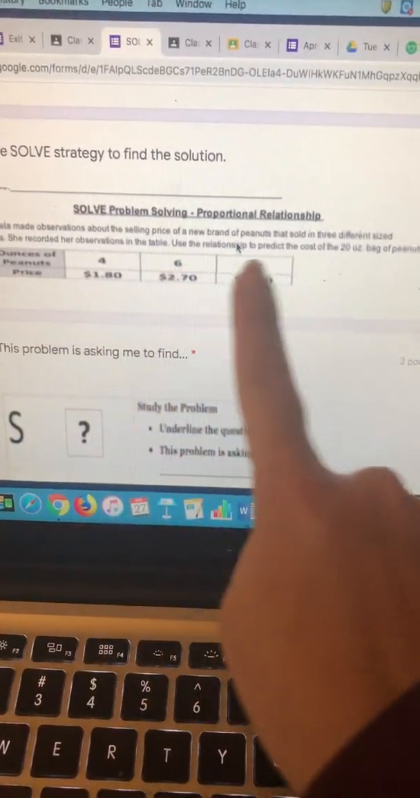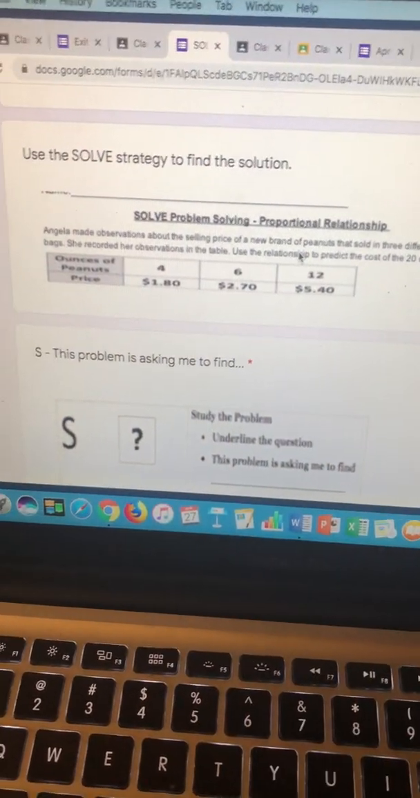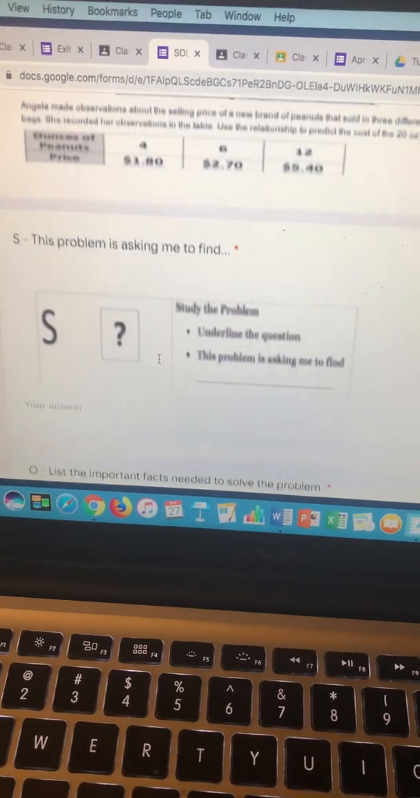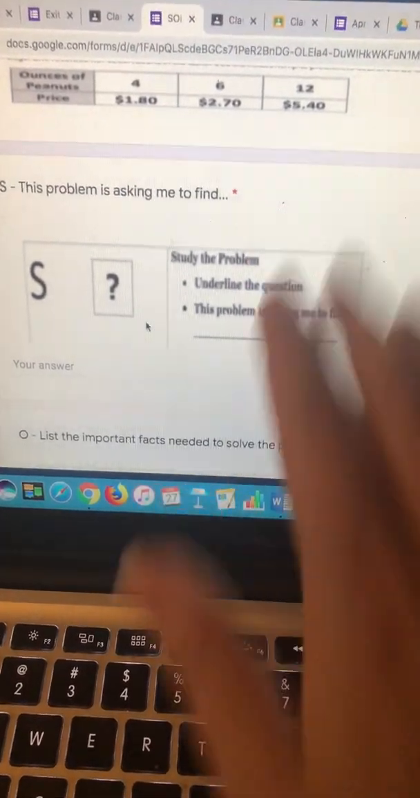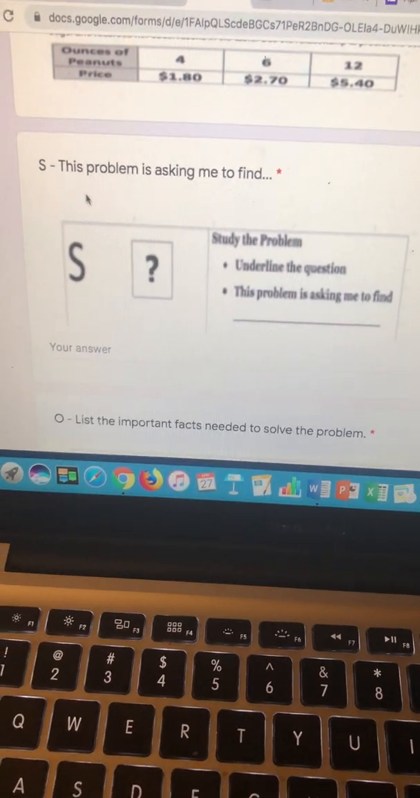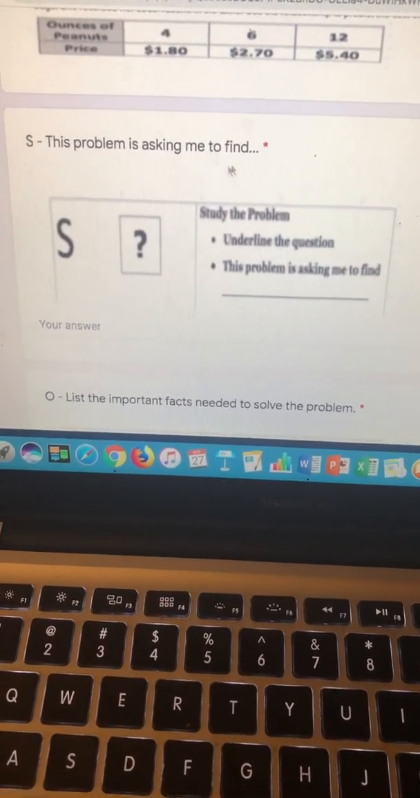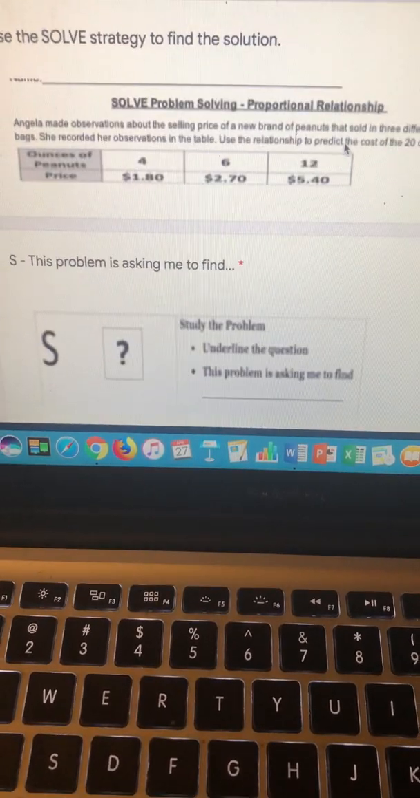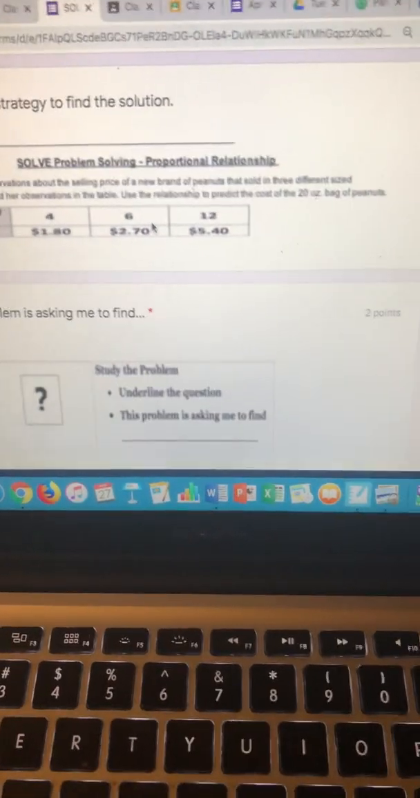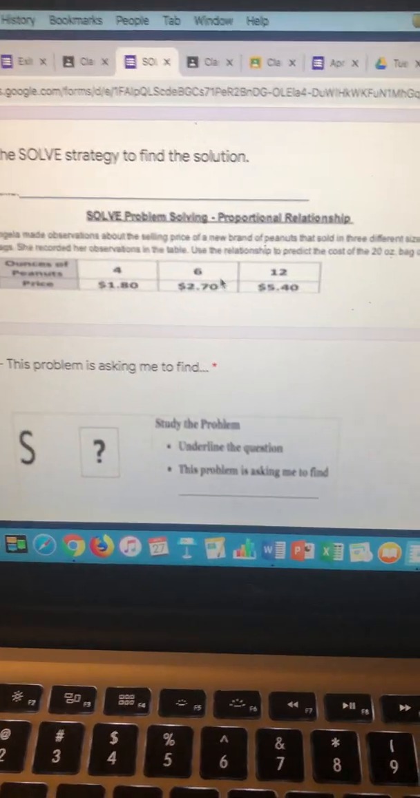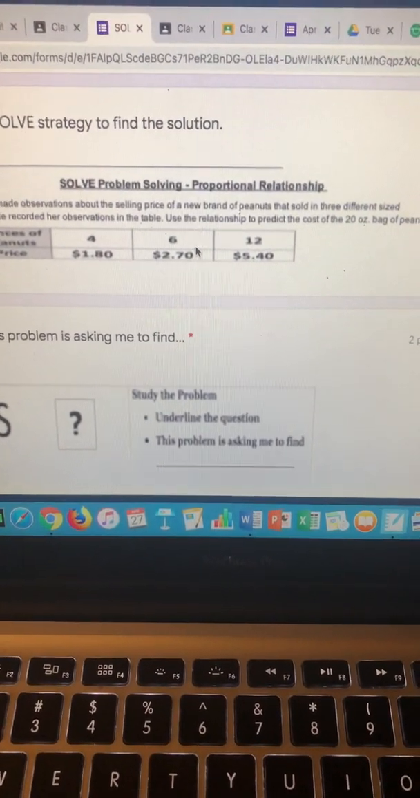So the problem's going to be up here, and then you're going to answer the solve strategy that we worked on in class based on the problem above. So for the first one, it's the S. You are writing, this problem is asking me to find, and then whatever the question is asking you to find. Remember, usually that is the final question to the problem provided.